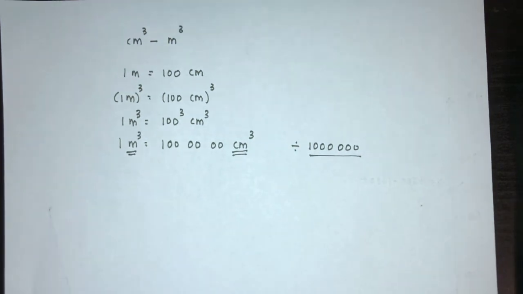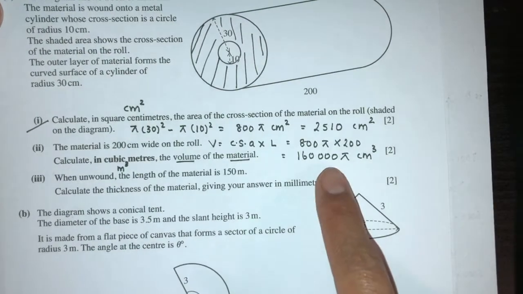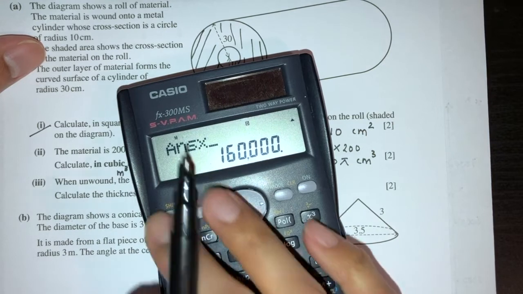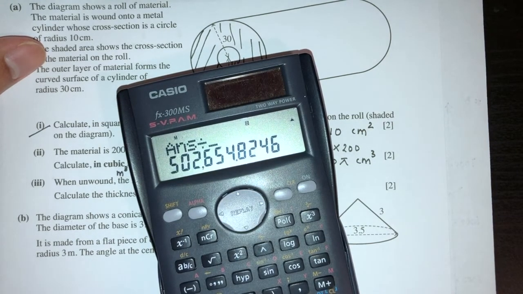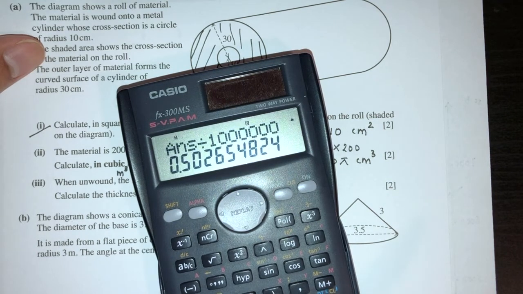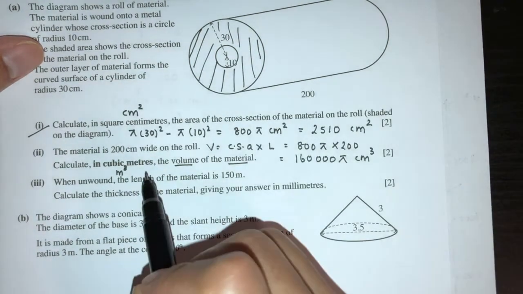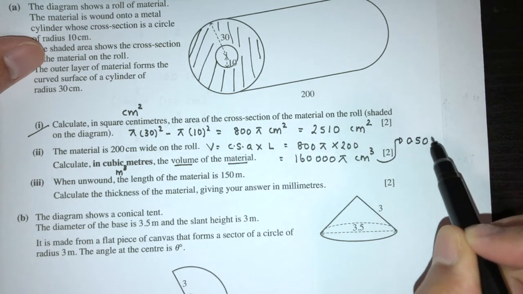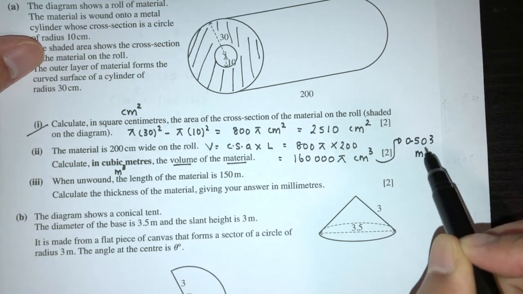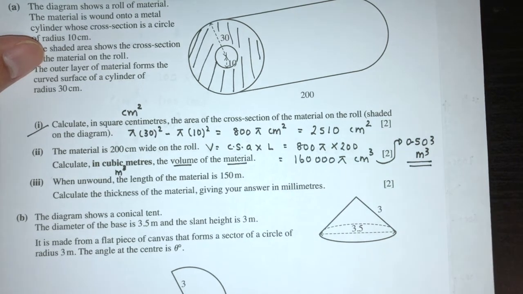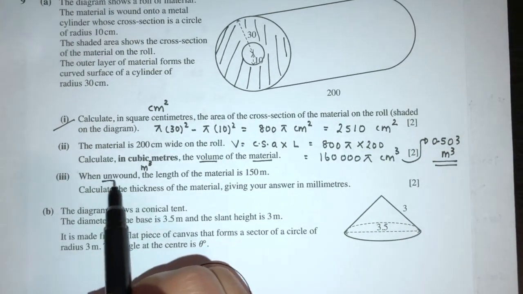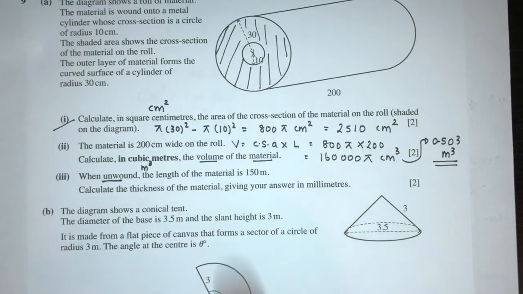So going back to your question, we have to convert this to meters cubed, so we have to divide by 1 million. So first we have to multiply by pi, then divide by 1 million. That will be 0.503, correct to 3 SF. So your answer will be 0.503 meters cubed, 3 SF.